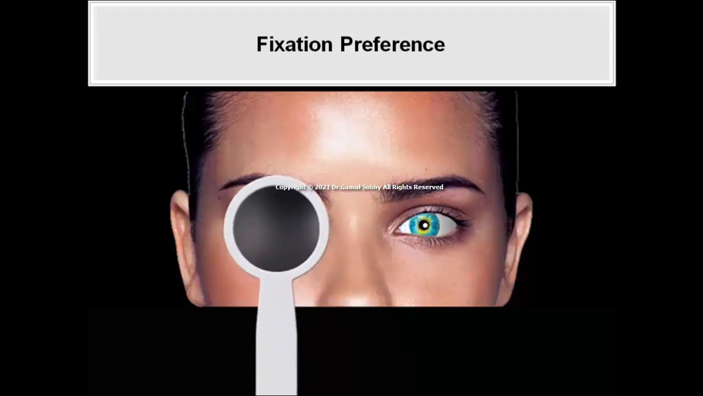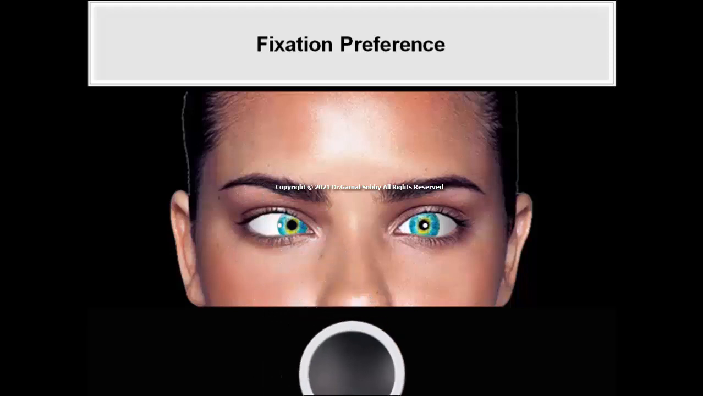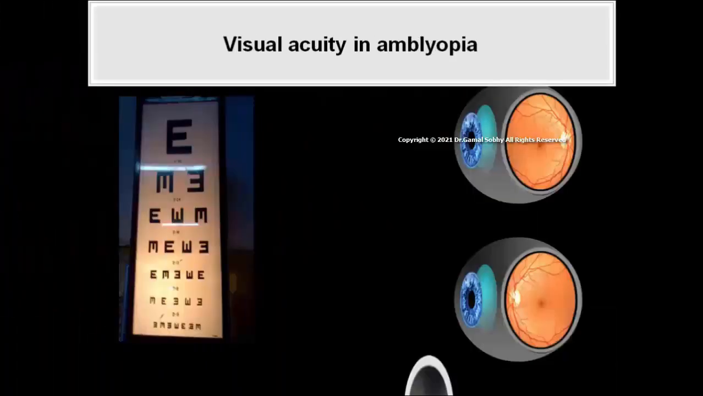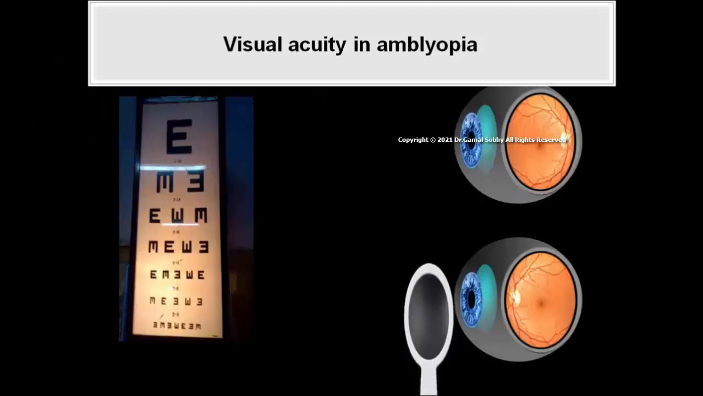If this occurs after a few seconds and before the next blink, a strong fixation preference exists, and the deviated eye is probably amblyopic. From a practical clinical standpoint, a difference of 2 lines on the visual acuity chart is commonly used as a diagnostic criterion for amblyopia.